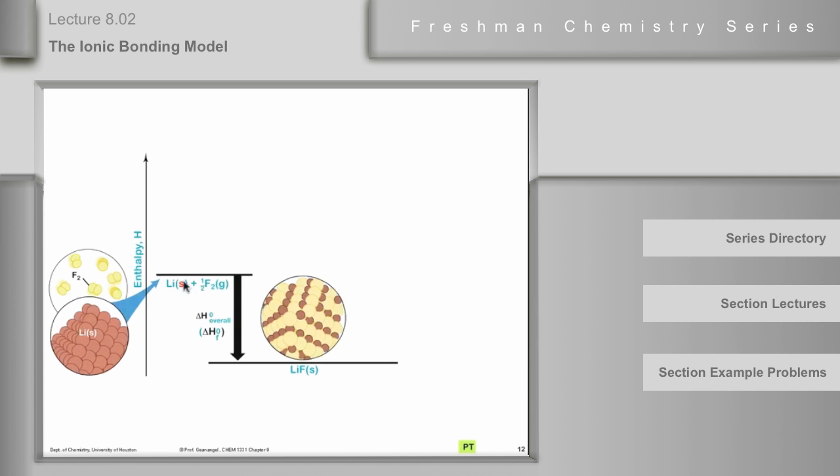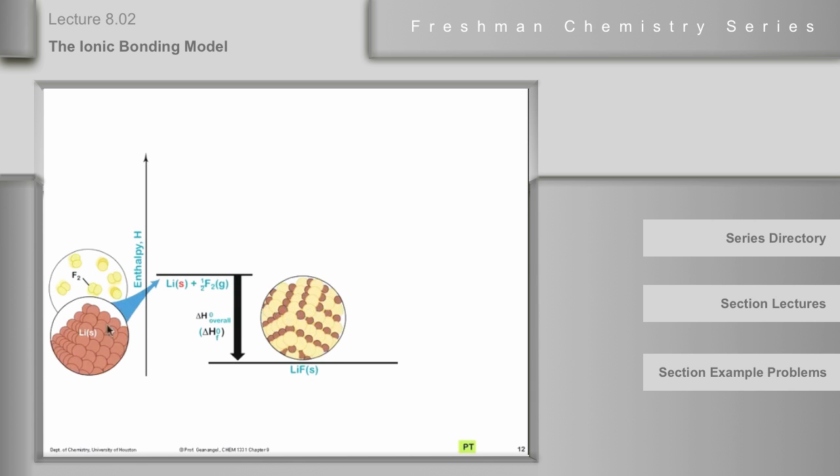Let's take the formation reaction of lithium fluoride and show it on an enthalpy diagram. Right? Up here are the reactants, and down here is the product. This is lithium fluoride solid, and the picture shows lithium ions and fluoride ions in alternating positions with a lot of the ions of the opposite charge around.